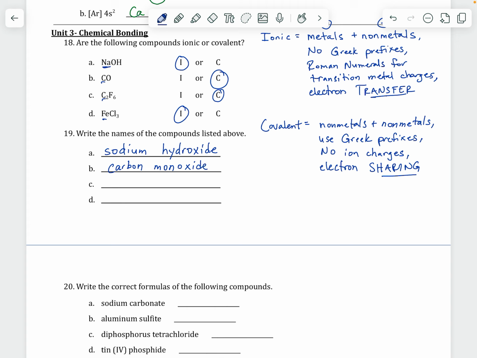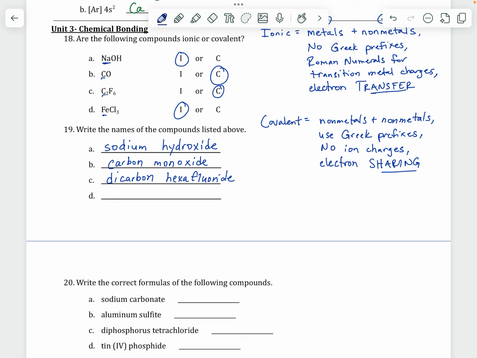In this case, because I have more than one of that first element, I do need a prefix, and our prefix for 2 is di. So this would be dicarbon. I do not change the name of any first elements. I do change the ending to IDE if it is a nonmetal by itself. And 6 of these would be hexa, and this would be fluoride.